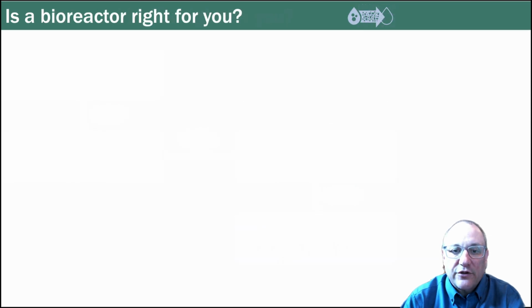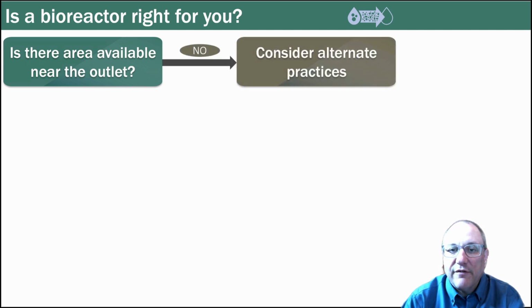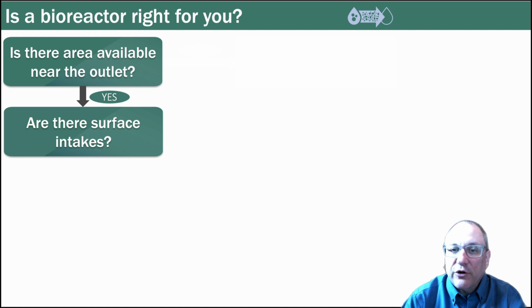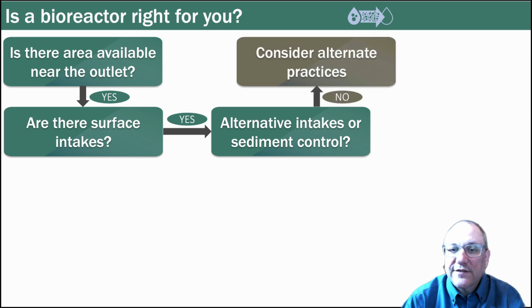Then for bioreactors, the first question is whether there's an area near the outlet where it can be located. If not, then obviously something else should be considered. But if so, then similar to saturated buffers, there's a question about surface intakes on the system. If there are intakes, then again, alternative intakes would need to be considered. And if that's not a possibility, then other practices should be considered.